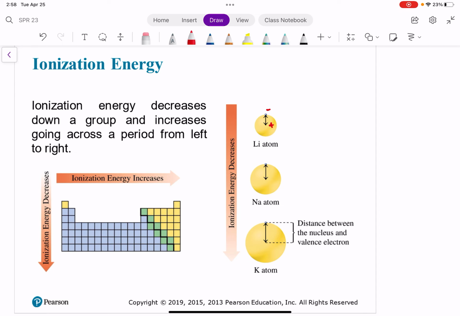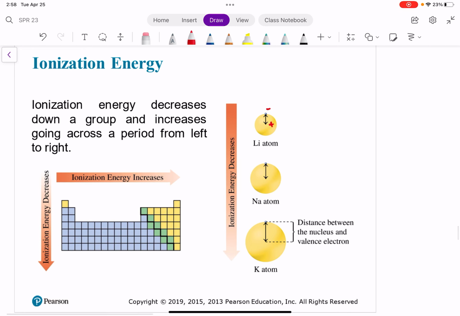That force of attraction is lower as we have a higher distance between the nucleus and the valence electron. Okay, so it's easier to rip it away, and your ionization energy, the amount of energy needed to take that electron, decreases.